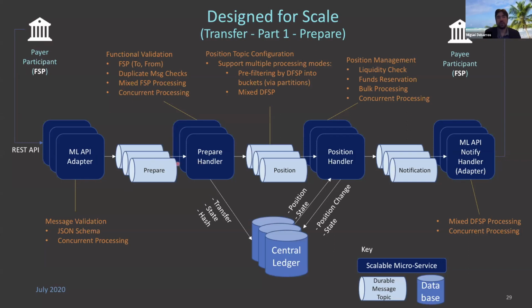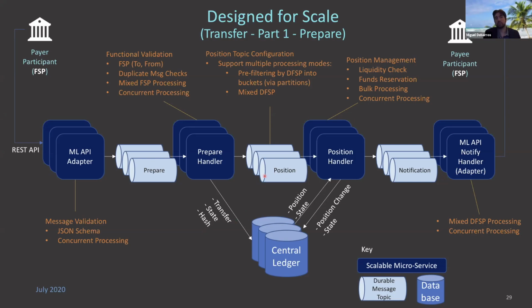Once it's in the prepare topic, we have a prepare handler. It's going to pick up that request and do some validations. It's going to ensure the source and destination FSPs are valid. It's also going to do duplicate message checks to make sure that no one's trying to send a duplicate message. If everything passes, that information is stored in the central ledger with regard to the transfer, the state, and the hash of that transfer itself, to ensure that duplicate message checks are done in a performant manner in future.